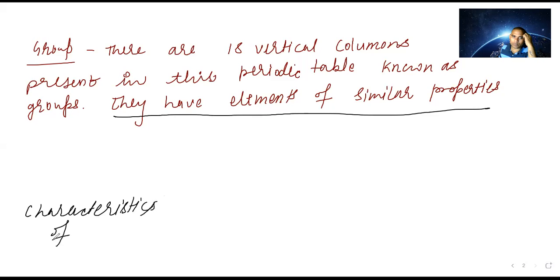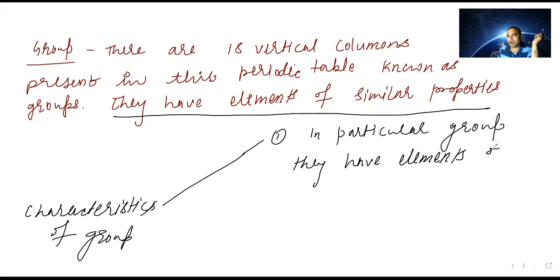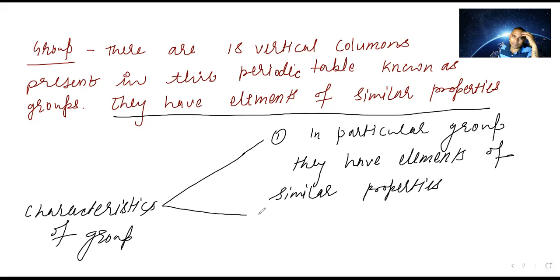Characteristics of a group. If we talk about the characteristics, there are a number of them. The first one: in a particular group, they have elements of similar properties. This is the first characteristic.